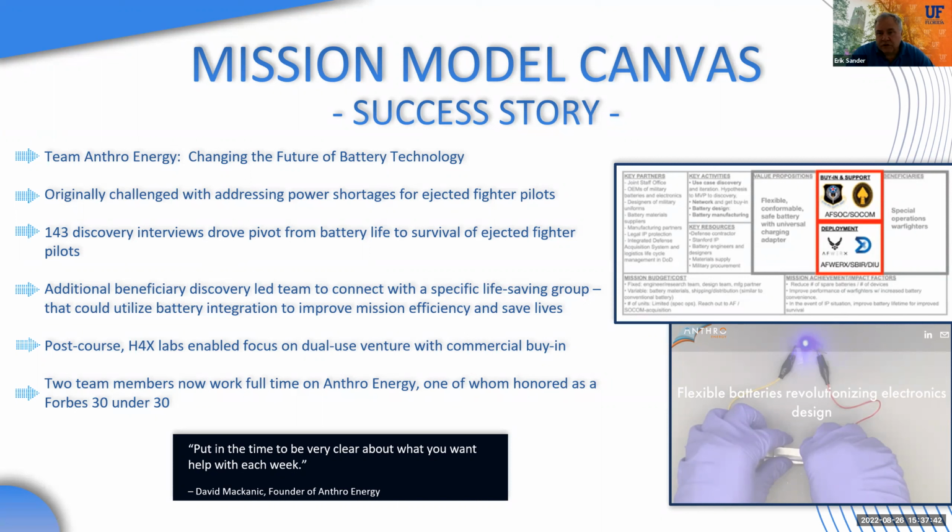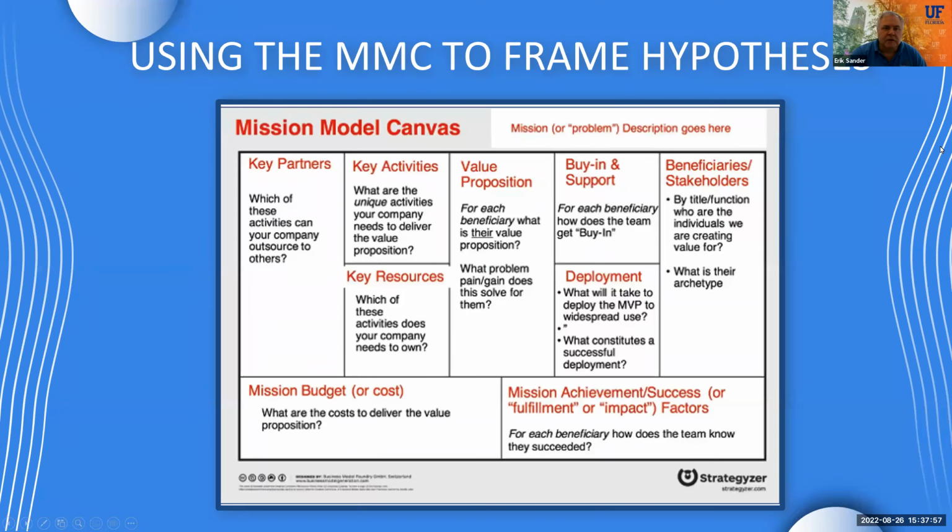You'll be given certain assumptions in the document, and those assumptions may all be true, but it really is helpful to kind of go through the process and in your mind, at least, challenge those and then include those in your beneficiary discovery questions. All right, so essentially what you do is you use the mission model canvas to frame your different hypotheses, not only in beneficiaries, but the value proposition.